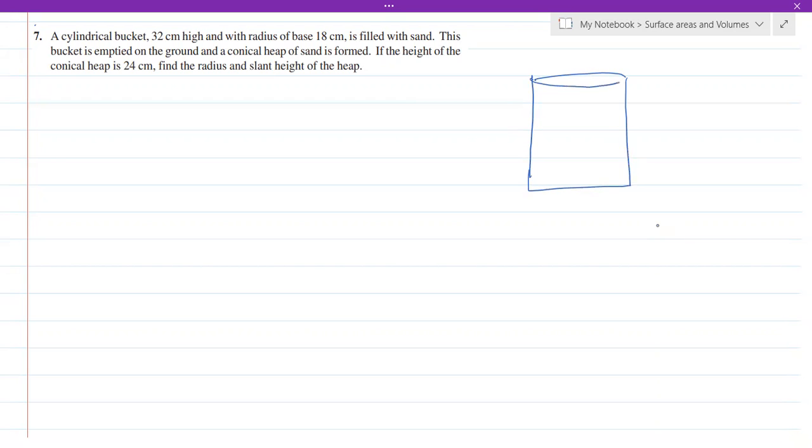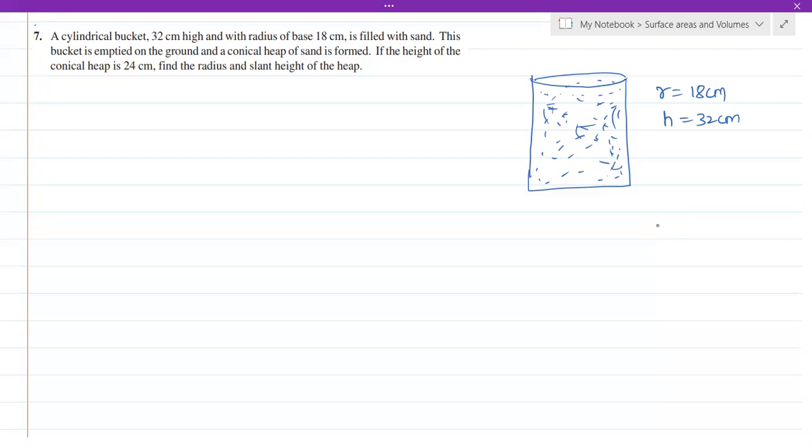We've got a cylindrical bucket. So what is the radius? Radius is given as 18 centimeter and the height of the bucket is 32 centimeter and it is completely filled with sand. Okay, so it is filled with sand. Okay, let's proceed with the question.